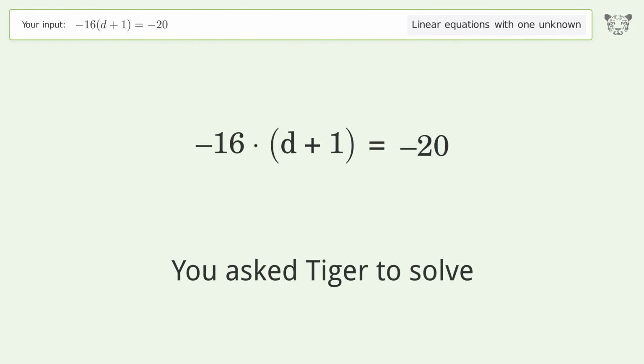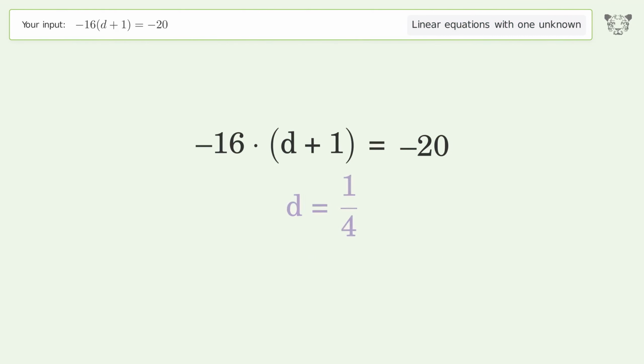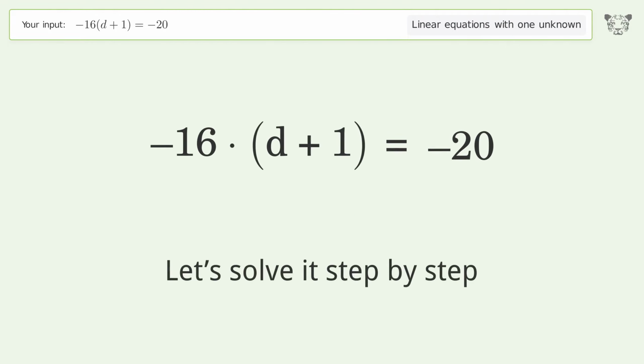You ask Tiger to solve. This deals with linear equations with one unknown. The final result is d equals 1 over 4. Let's solve it step by step.